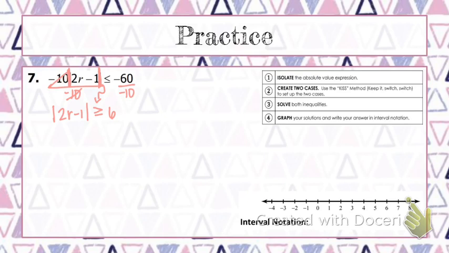All right, so now we create our two cases. We have 2r minus 1 is greater than or equal to 6, and 2r minus 1 is less than or equal to negative 6.